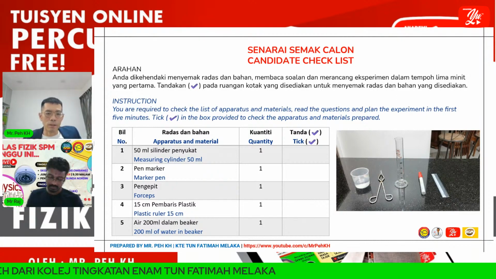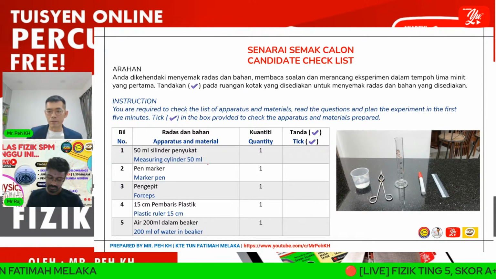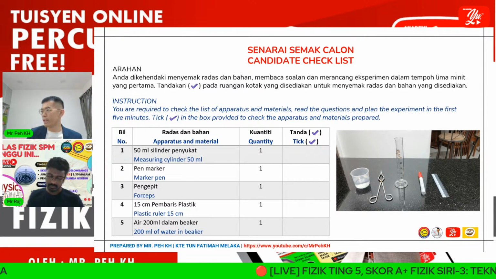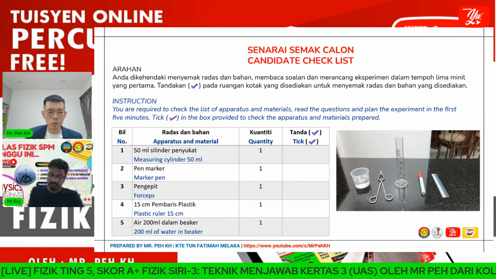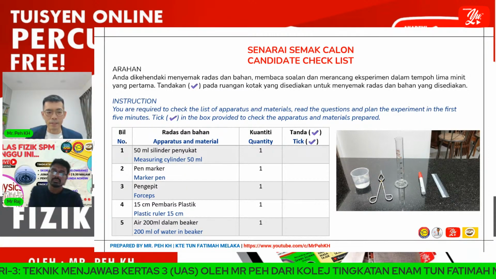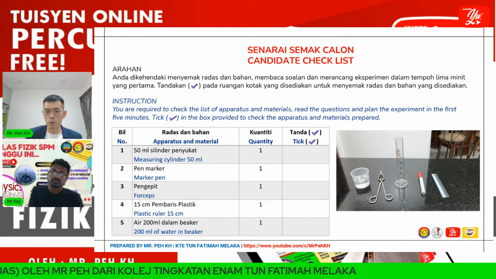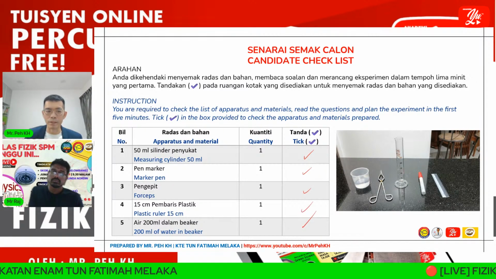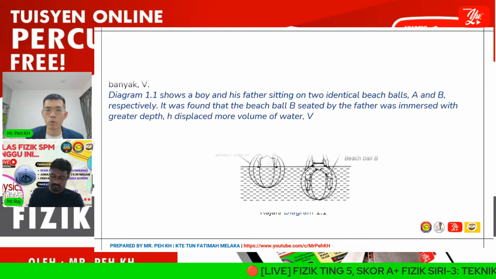The instruments we want to use here are a measuring cylinder, 50 ml, and a marker pen. I am using a marker pen so I can straight away mark everywhere. Then the set, the ruler, 15 cm, and the water, 200 ml in a beaker provided. If you have checked and everything is correct with the right quantity, you can start and go to your question.